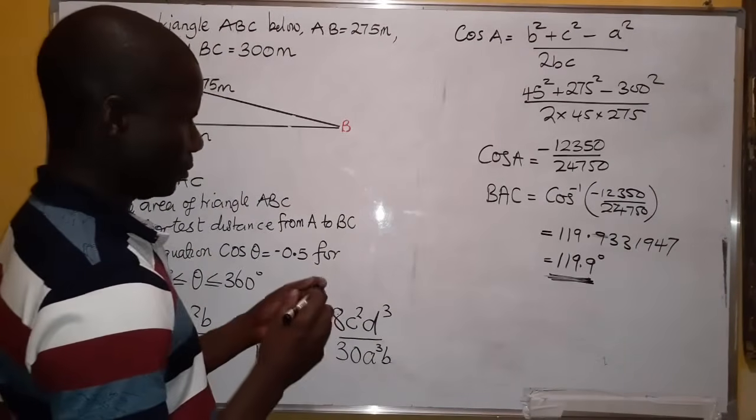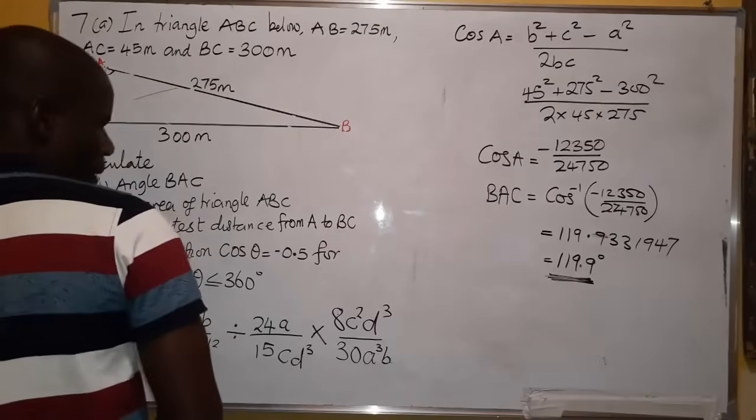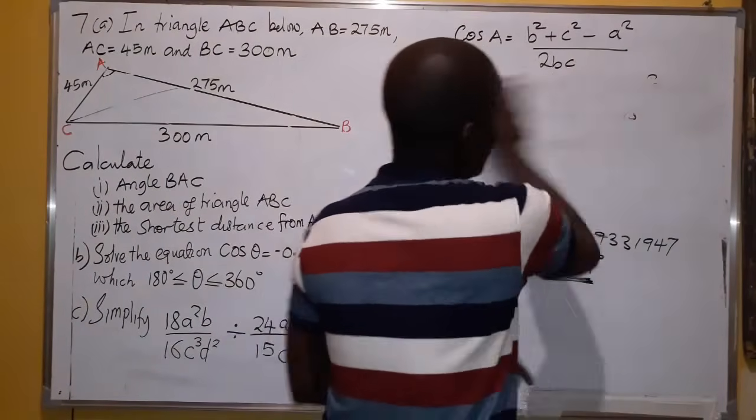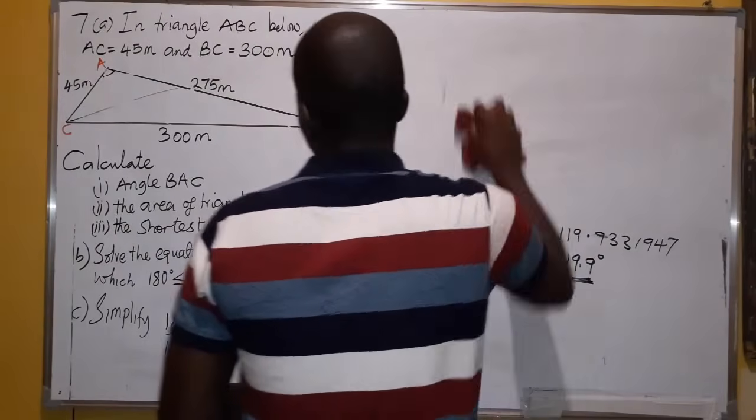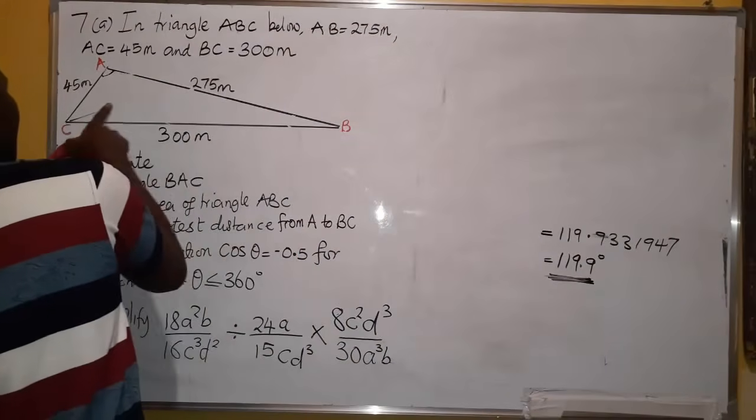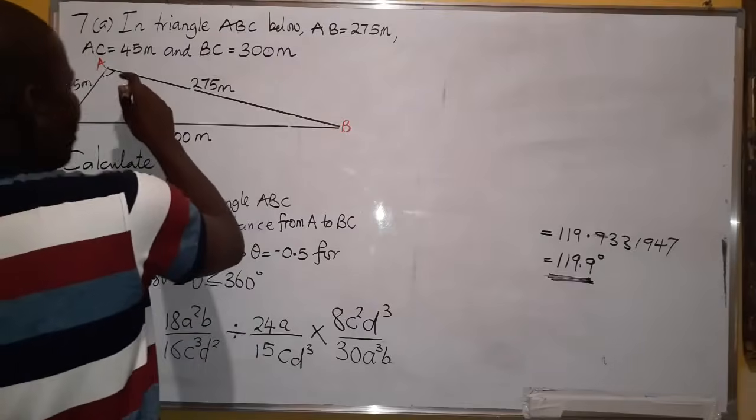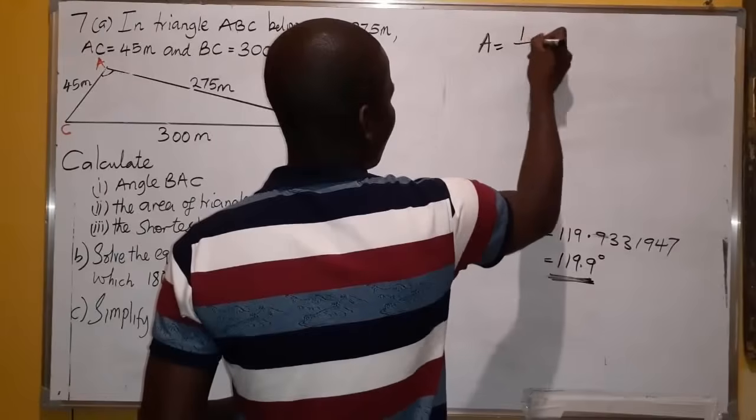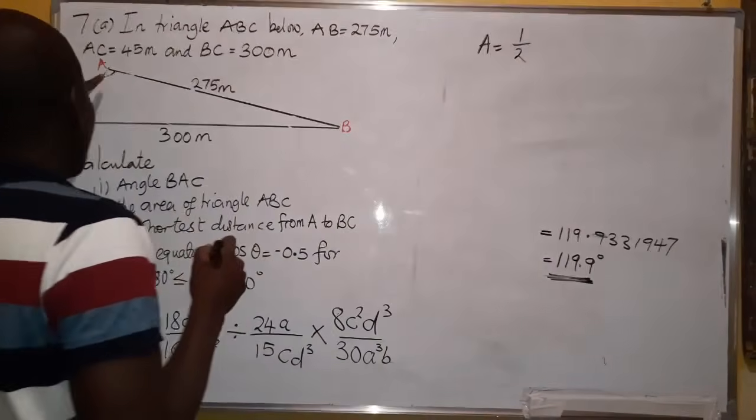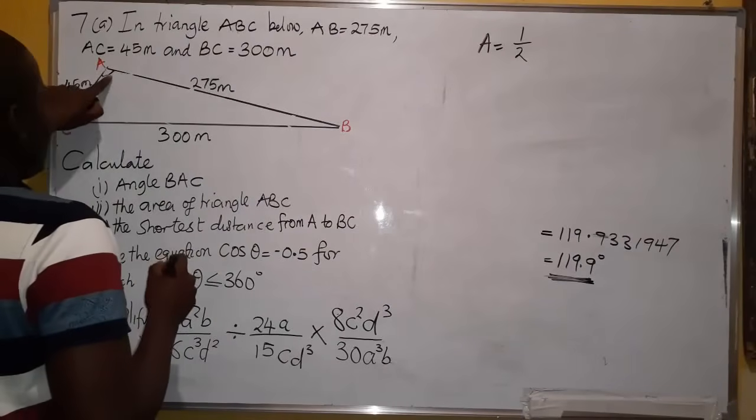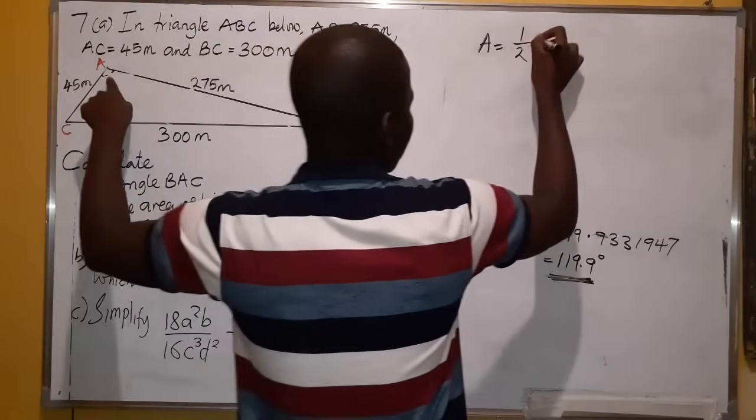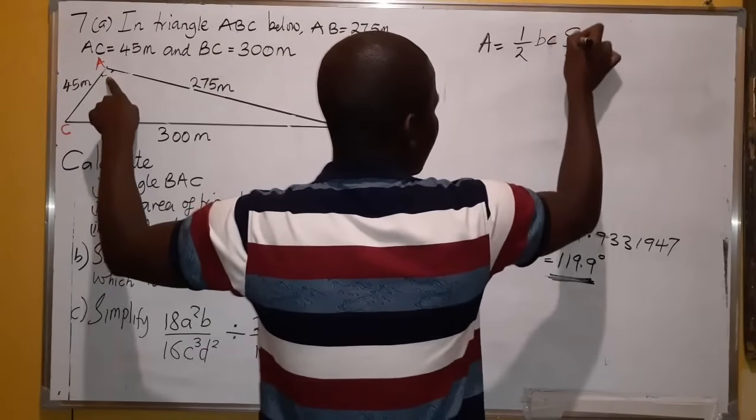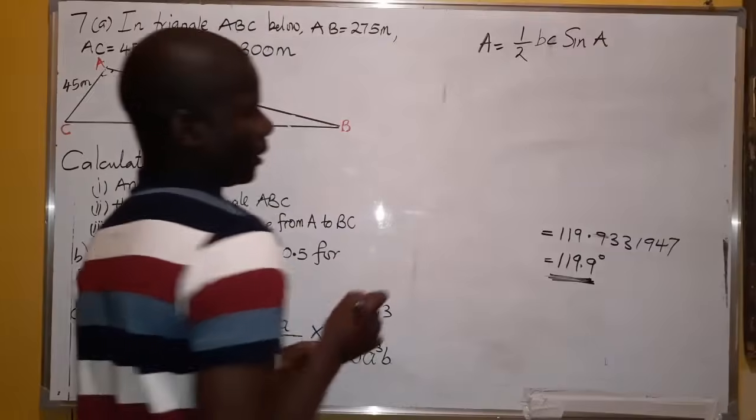Then now I can take you to area. So the angle that we have been given here now is this angle here. Okay, so area, you know that area is equal to 1 over 2. Now in this case we are using this angle at A. So these other sides B and C, then sine A. That's what we're going to do.